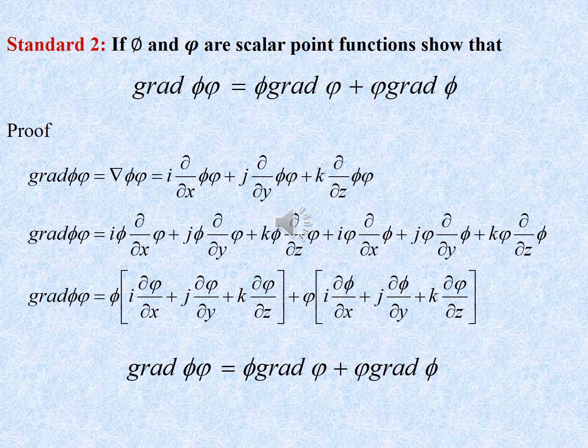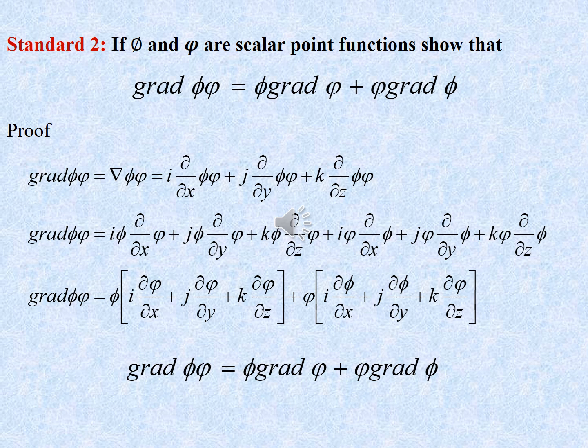Standard 2: if phi and psi are scalar point functions, show that grad of phi psi is equal to phi grad psi plus psi grad phi. We know the formula grad S is equal to del S. I am substituting the above formula here. Grad of phi psi is equal to del of phi psi, that is equal to i phi dou psi by dou x plus j phi dou psi by dou y plus k phi dou psi by dou z plus i psi dou phi by dou x plus j psi dou phi by dou y plus k psi dou phi by dou z.